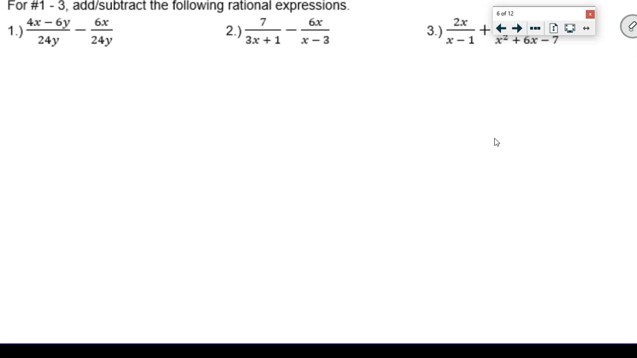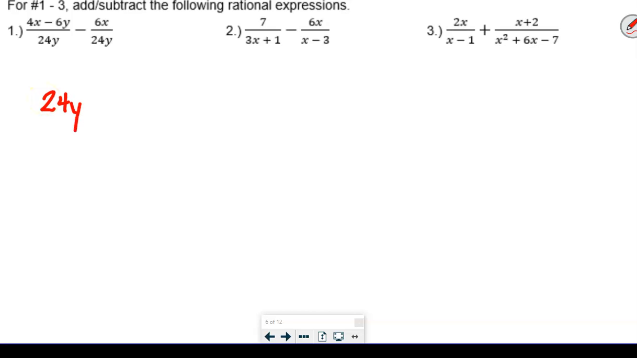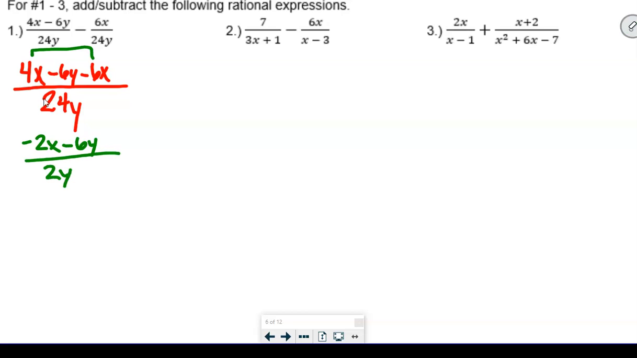So the first problem, notice that it has a common denominator, and that's what we're looking for. All three of these have a common denominator. Okay, guys, that's always going to be what we're looking for when we're adding and/or subtracting rational expressions, okay? So here we have a 24y, so that's going to be our denominator, and then because it's the denominator of both, we can just add or subtract across the top. So this is 4x minus 6y minus 6x, right? So our like terms here are 4x and negative 6x, right? So that's going to be negative 2x minus 6y over 24y, okay?